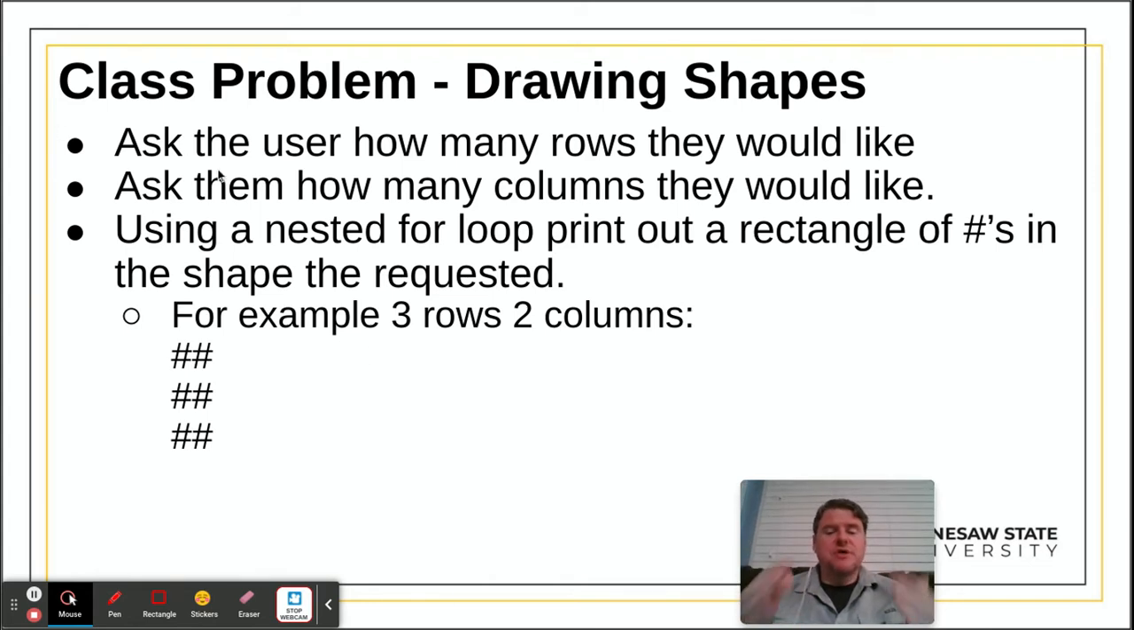So what we're trying to do here is ask the user how many rows they would like and how many columns they would like. And whatever number they give me, I'm going to draw that many of the pound sign. So for example, if they tell me they want 3 rows and 2 columns, I'm going to print out 2 columns times 3 rows of pound signs. If they tell me 10 by 10, it'll be a big square, and so on and so forth.